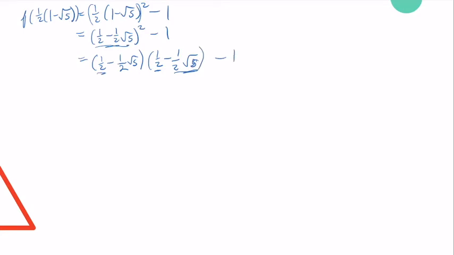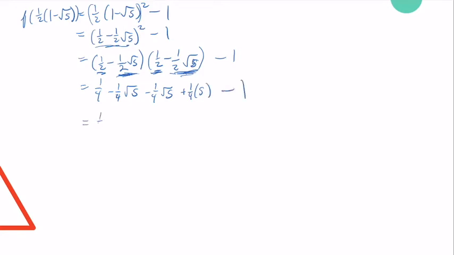1/2 times 1/2 gives me 1/4. 1/2 times negative 1/2 square root of 5 is negative 1/4 square root of 5. Negative 1/2 square root of 5 times 1/2 is negative 1/4 square root of 5. And when I multiply my two radicals together, I'm going to get a positive 1/4 times 5. And I've got my minus 1 out here.